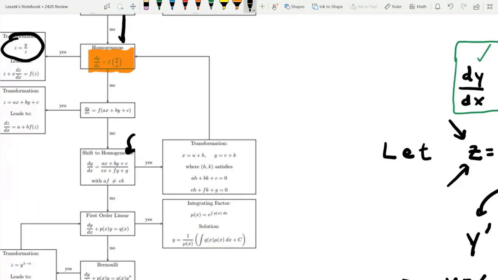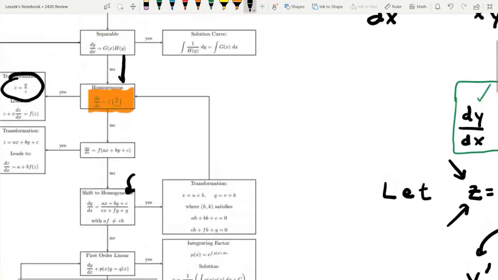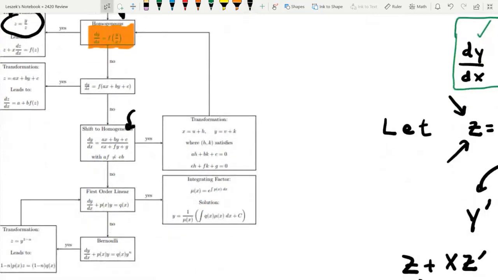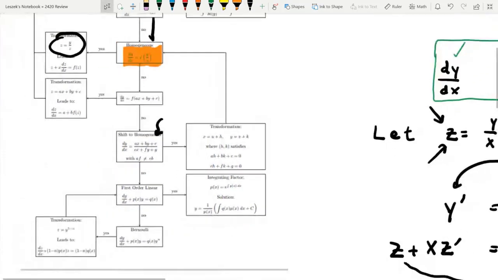What's going to happen is we're going to do a shift so our differential equation becomes homogeneous, then do the standard change of variable for a homogeneous differential equation, which is going to in turn turn it into a separable differential equation. Okay, so let's do that.